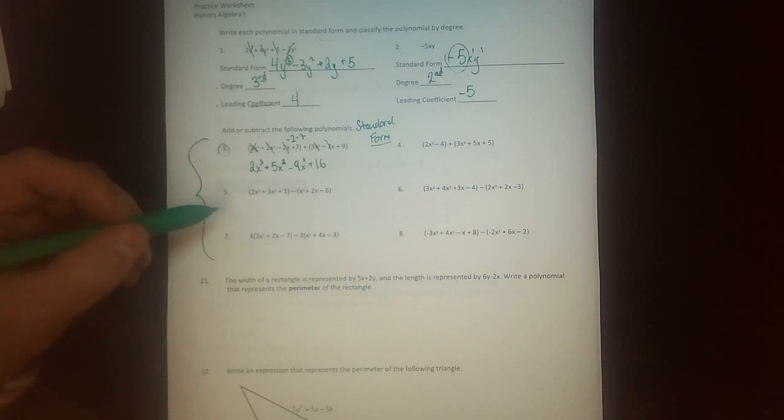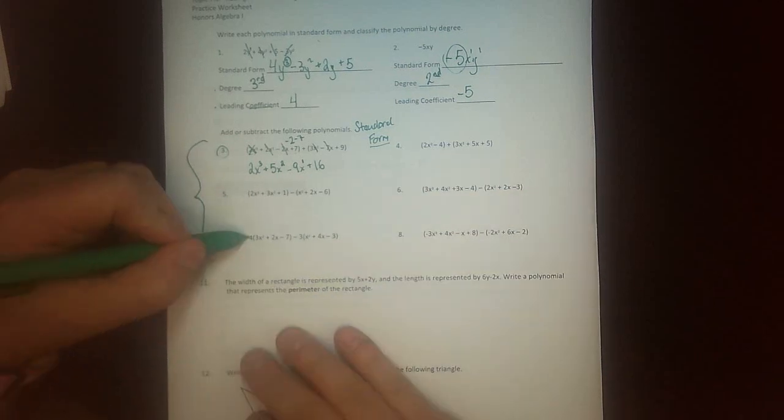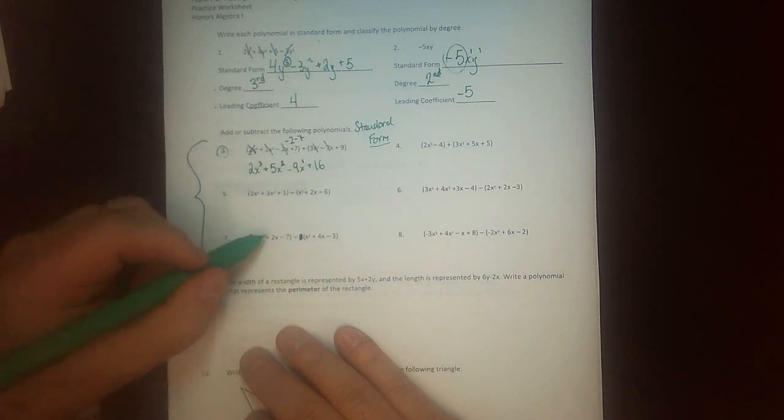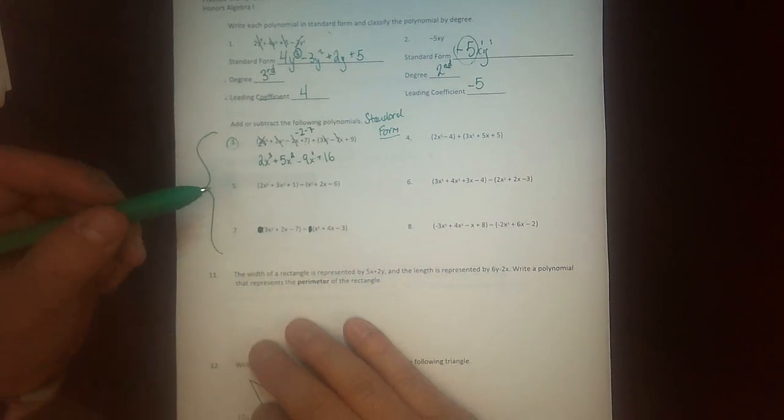Okay, well, let's go ahead and do, hey, real quick, on number 7, there's a 4 right here. It wants you to distribute that beforehand. We're not going to do that. Mark that out and mark this 3 out. Just treat this as a subtraction between these two polynomials. And let's go ahead and do this one then.